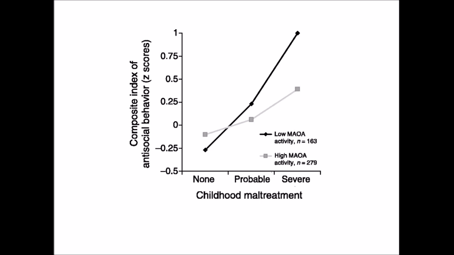So we see on the x-axis the increasing severity of childhood maltreatment, and you can see for both lines, the more maltreatment, the worse the antisocial behavior. But the people with the low MAO activity are particularly vulnerable, particularly at very high levels of child abuse. They are much more likely to develop antisocial behavior than those with the high activity. This finding has not been followed up, I think, as strongly as it should, but I present it here as an example of gene by environment interaction.